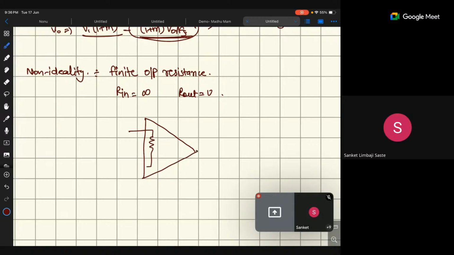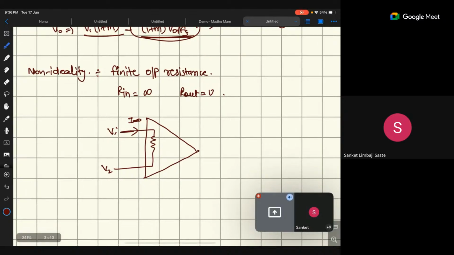So this is the resistance, V1, V2. What we assume here is that the input current is 0. What is the meaning of input current being 0? That means this particular resistance is an open circuit. If there is no path, no current will flow, that means current is 0. So that particular resistance R in is very high.